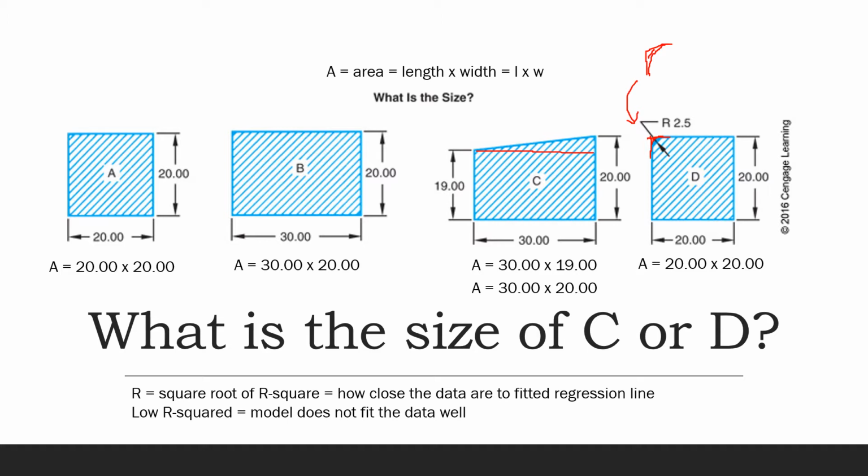All right, now let's think about part C. What is the size of C? The same thing. We know 30 times 20. If you calculate 30 times 20, you're going to get 600. So here, I'm going to write that down for you right here: 600.